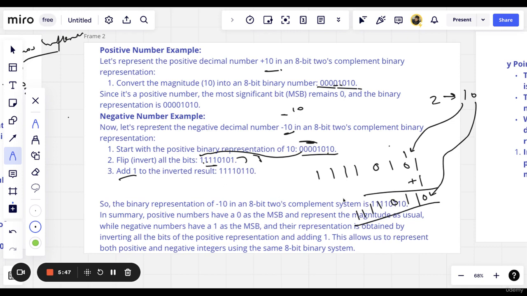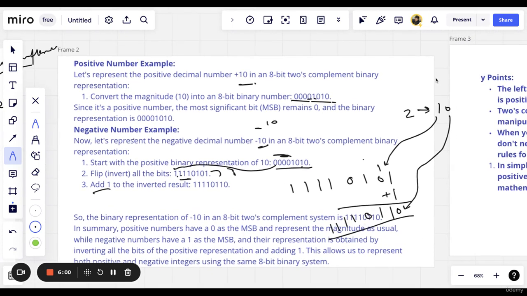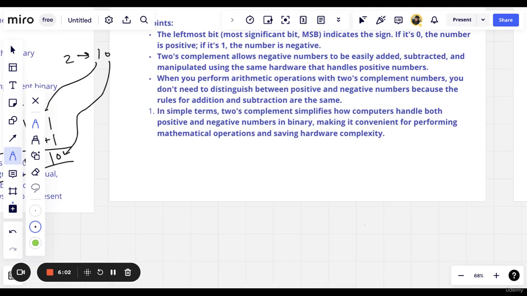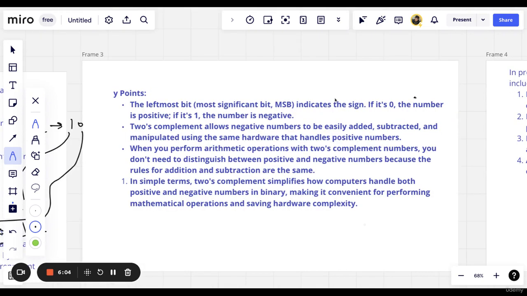So this is the final answer: 1111 0110. For this binary addition using the carry method, you can check the previous videos we have done. So what is the important conclusion?